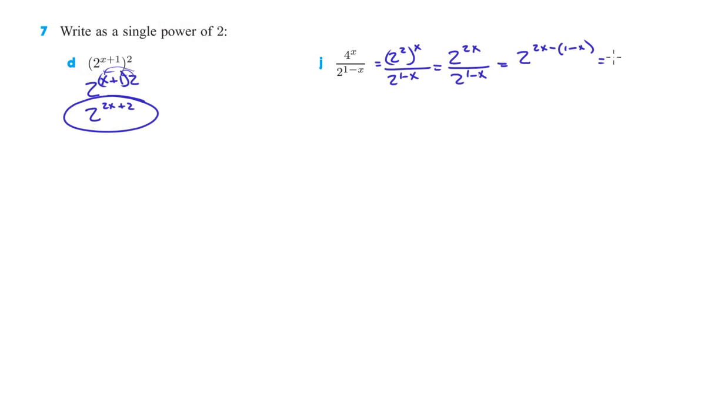So this ends up being 2 to the 2x, and then distribute that negative to both of those. That's minus 1 plus x. So then when we simplify, we get 2x plus x is 2 to the 3x. And then we have minus 1. Okay?